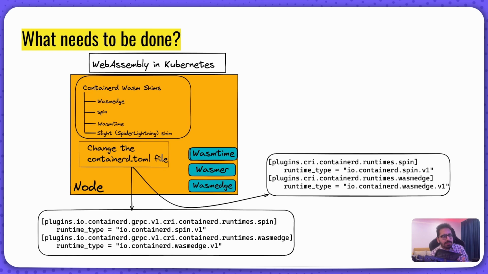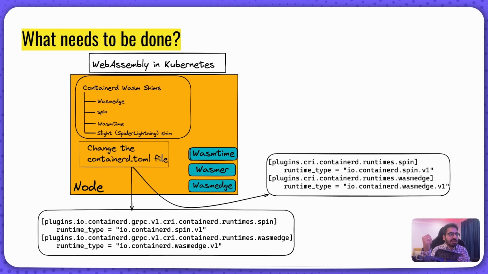Just quickly trying to understand what needs to be done when we talk about WebAssembly in Kubernetes. So you have containerd Wasm shims. Let's say you have your WasmEdge shim, Wasmtime shim, Spin shim, Slight shim. You can have different sets of shims. Then you have to have the libraries and stuff for the different runtimes in specific locations.